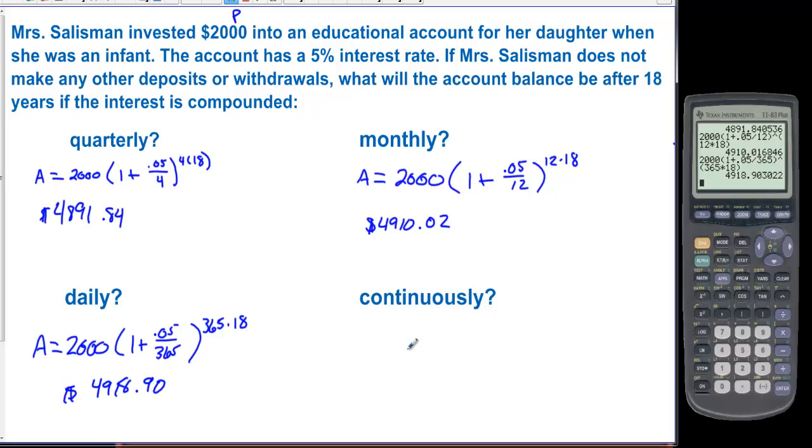With continuously, it's a slightly different formula. We have principal 2,000 times e to the 0.05 times 18. Let's enter 2,000 times, the e is the second function of natural log, and we have 0.05 times 18 years. That's going to be $4,919.21.